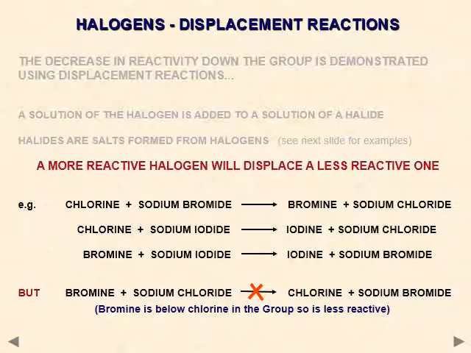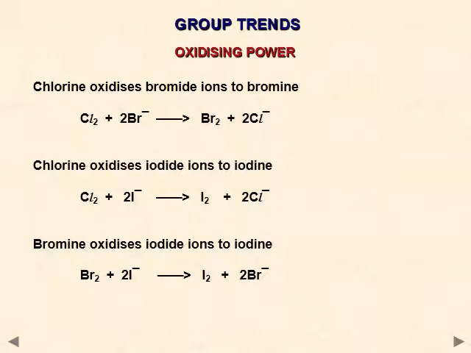So if you add bromine to sodium chloride and you expect a displacement reaction, you will see no color change and no reaction will take place. So in terms of oxidizing power, in terms of electron transfer, you see that chlorine has gained electrons and bromide ion has lost electrons. So chlorine is reduced and bromide ion is oxidized, so it's a redox reaction. Chlorine is reduced because it has a stronger oxidizing power. The same thing goes for the chlorine reaction with iodide, and the bromine reaction with iodide.